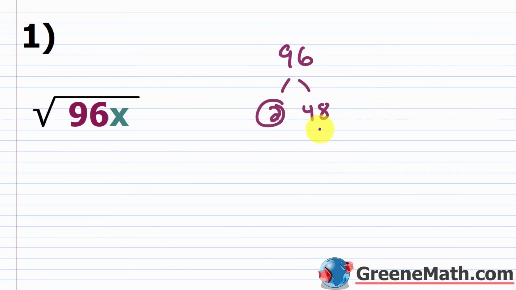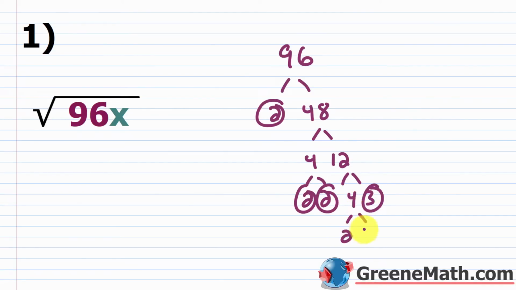We know 2 is prime. And then 48, I can do 4 times 12. 4 is 2 times 2. Let's circle those. And 12 is 4 times 3. Let's circle that. And then 4 is 2 times 2. Okay, so if I'm looking for perfect squares, let's see. We have 1, 2, 3, 4, 5 factors of 2, which is 32, and then 1 factor of 3. So this I'm going to say is 2 to the 5th power, and then times 3.